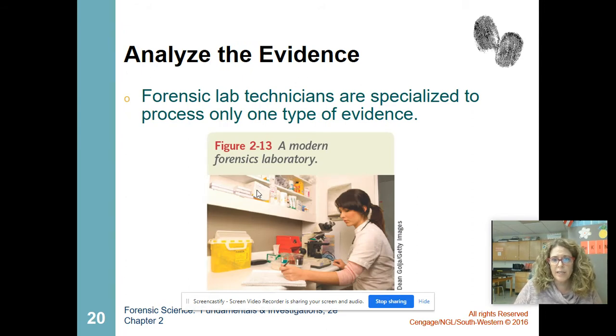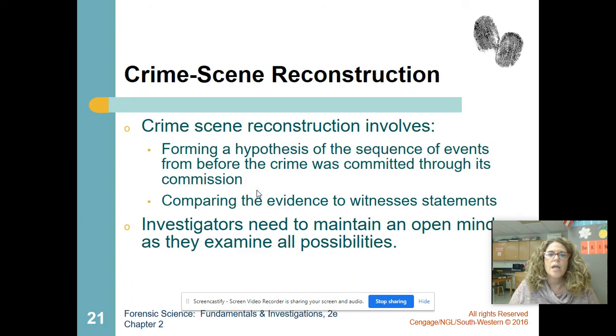So the forensic lab technicians are specialized to process only one type of evidence. The person that's analyzing fingerprints is not the same person that analyzes blood spatter, and that's not the same person who analyzes the hardware and the software from computers, right? Computer evidence.